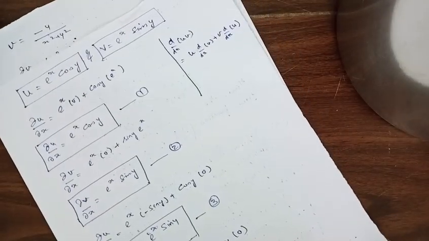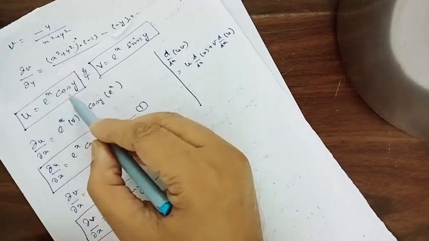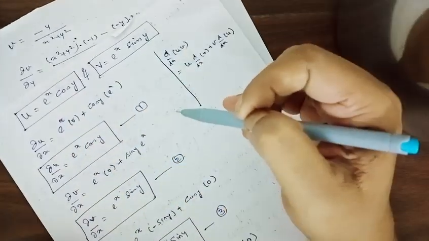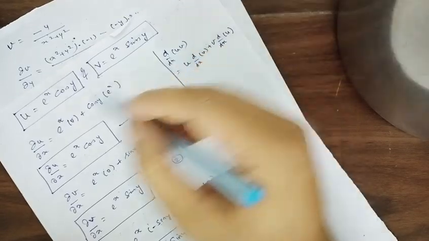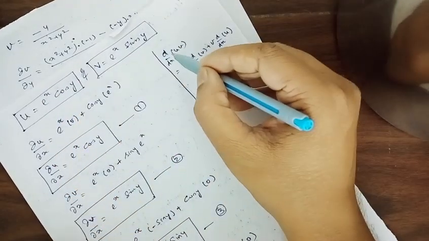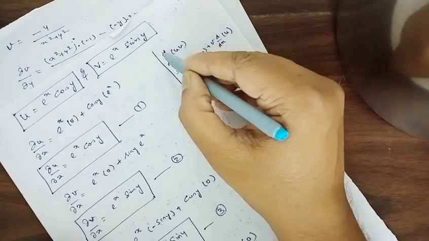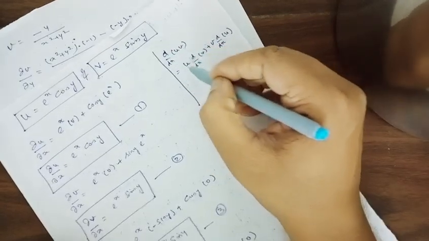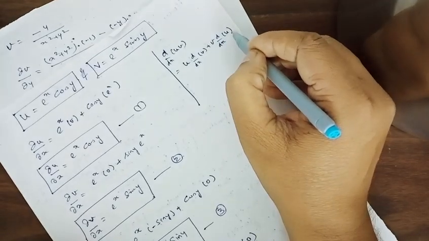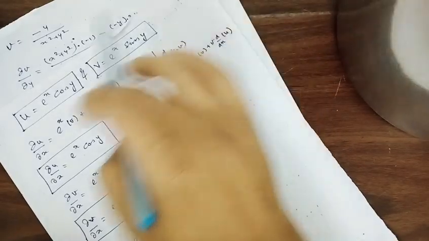When you compare the real and imaginary parts, you will get u equal to e^x cos y and v equal to e^x sin y. Here you use the product formula, since this is one function and this is another function: d/dx of uv is equal to u d/dx of v plus v d/dx of u. We know this formula also. Now we apply this formula here.